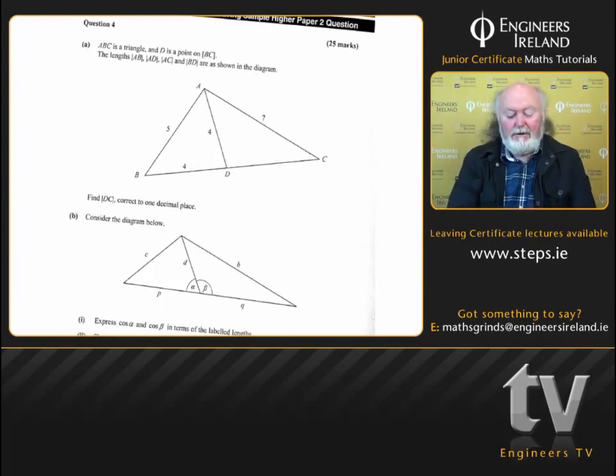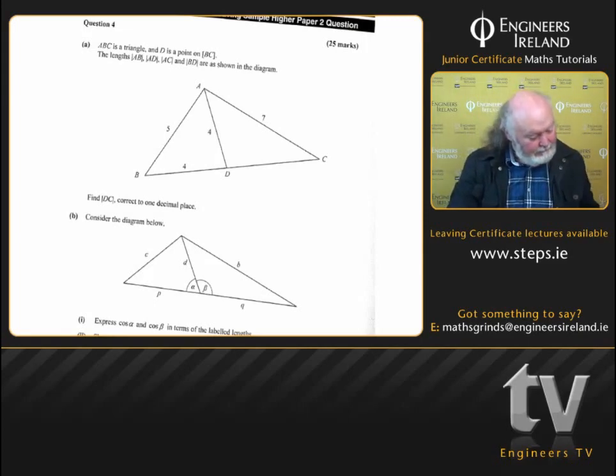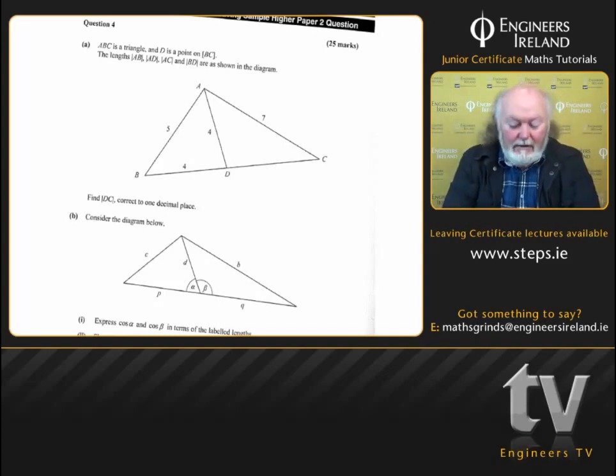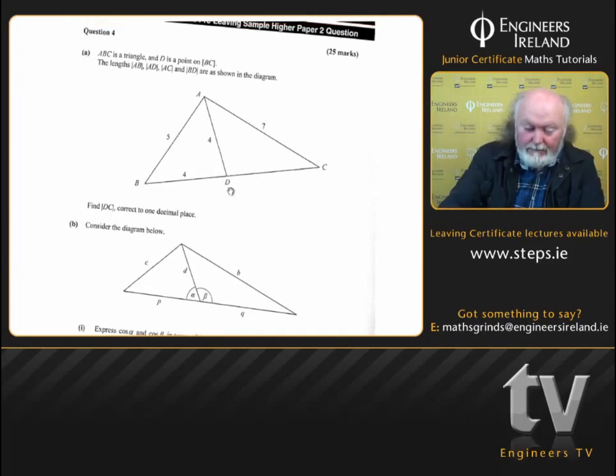Look at this 25 mark question. Straightforward stuff. Triangle ABC. D is a point along BC. The lengths AB, AD, AC and BD are as shown. So you're given all of that information. You're asked to find the length D to C. Oops. That length.